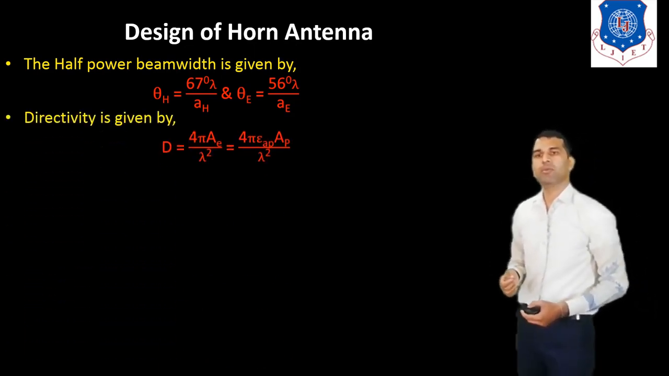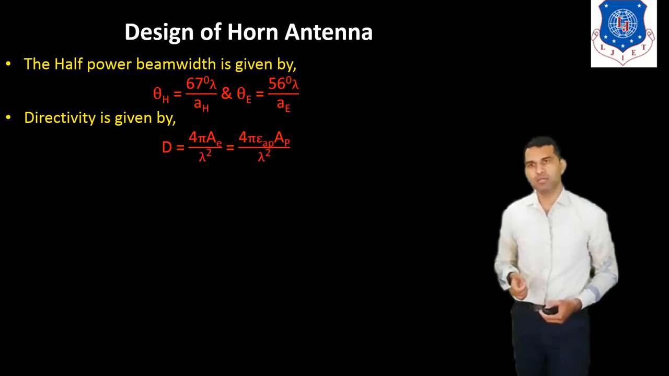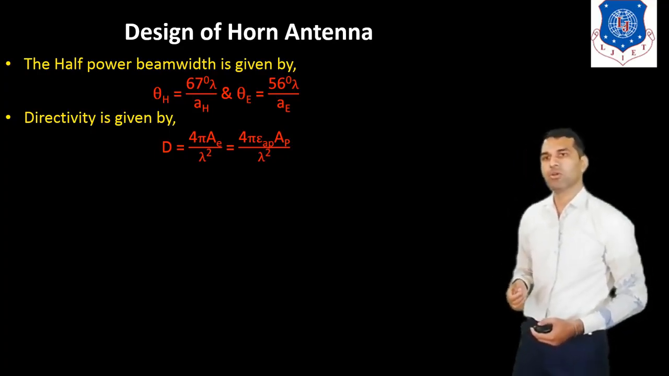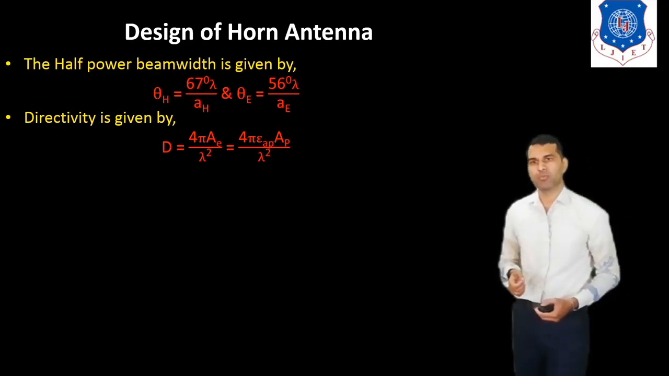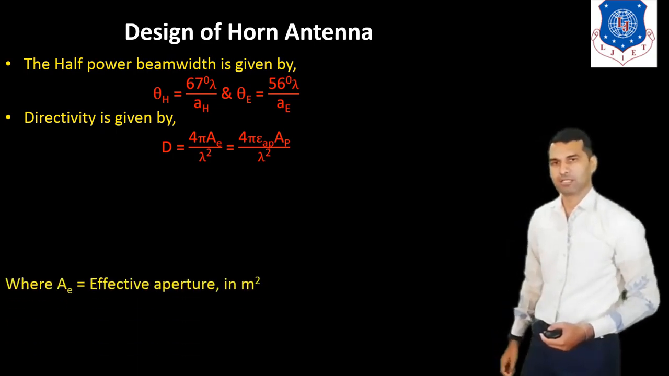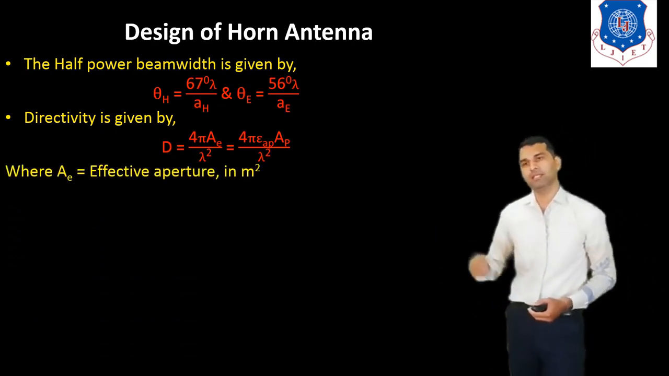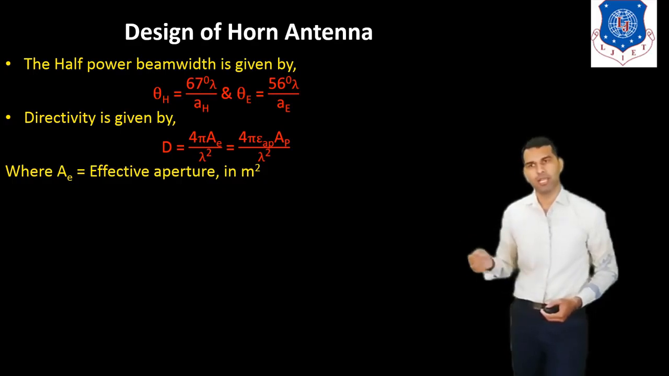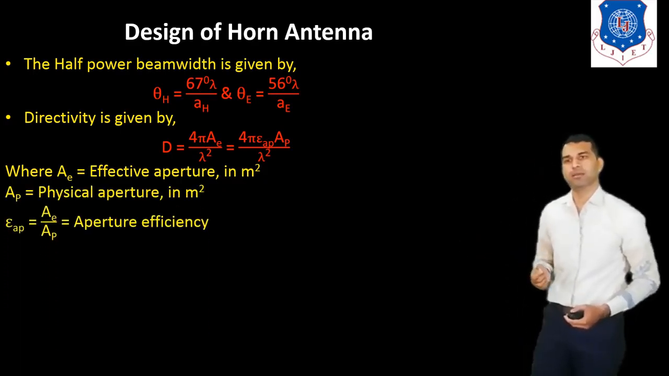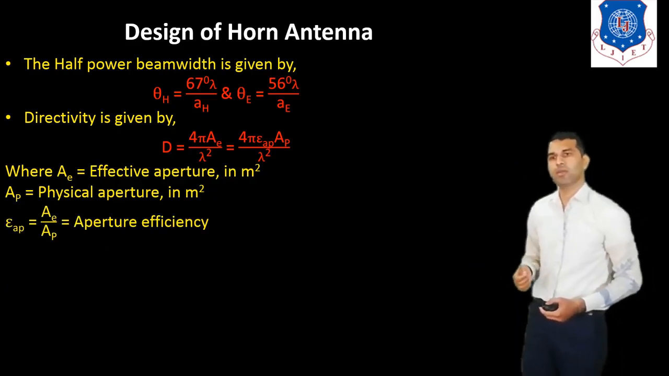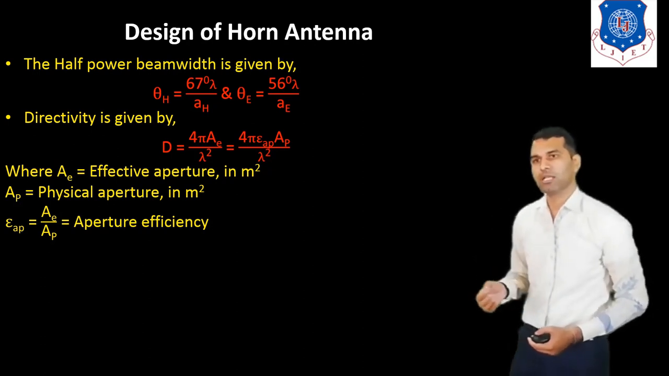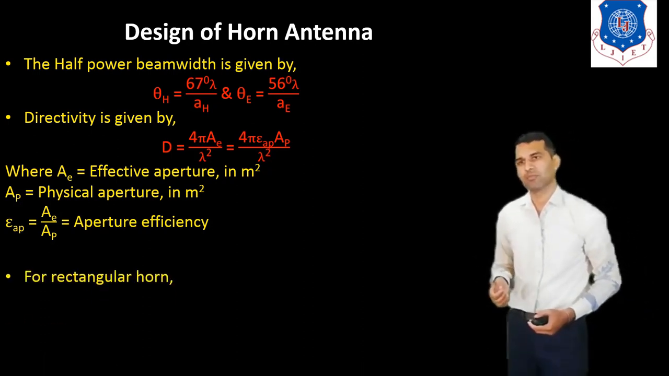And the directivity we can calculate by using this equation. D is equal to 4 pi Ae upon lambda square, and we know that Ae can be written as epsilon ap into Ap, so D is equal to 4 pi epsilon ap Ap upon lambda square, where Ae indicates the effective aperture in meter square and Ap indicates the physical aperture in meter square, and epsilon ap is nothing but the ratio of Ae upon Ap, which is the aperture efficiency.